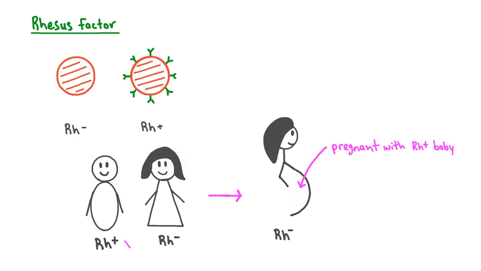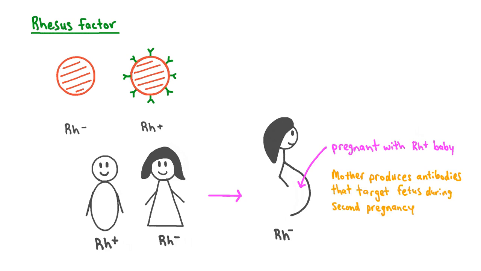So if a male who's Rh positive and a female who's Rh negative conceive an Rh positive child, the mother's blood may start to mix with that of the unborn child by the placenta. Her immune system will then produce antibodies against the baby's Rh positive blood. If this is a first-time pregnancy, then this is likely to be okay.